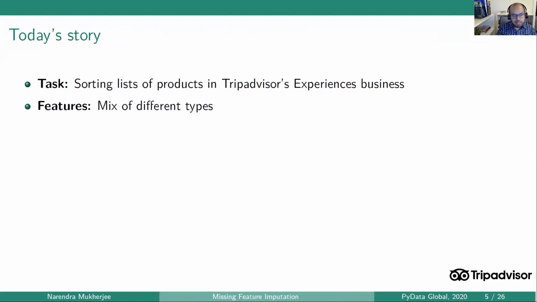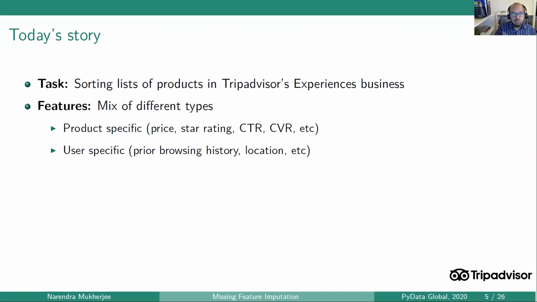To do this task, we use many different kinds of features, which could include product-specific features like price, star rating, click-through rate, conversion rate, stuff like that. We could have user-specific features like the user's prior browsing history, their geolocation. We could have other features like seasonality, time trends. All of this we can use to predict the probability that the user will click on the product or book on the product, and then we sort products based on that probability.